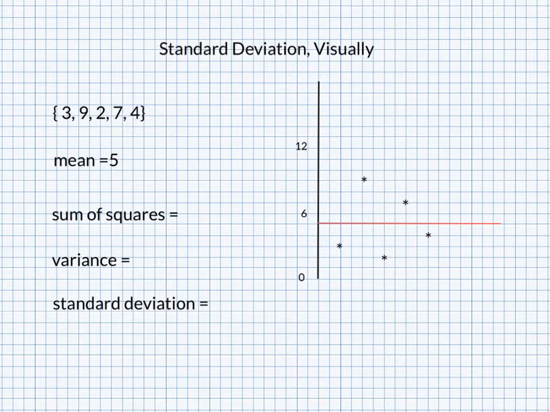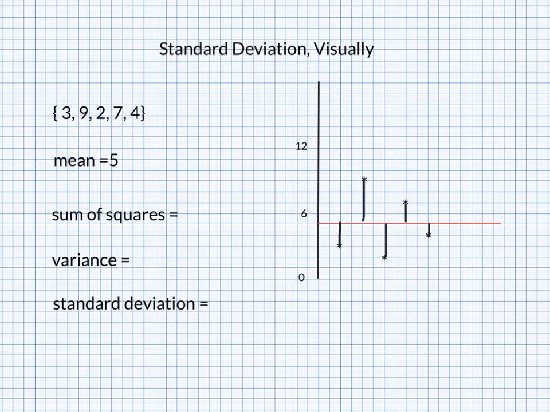What I'm going to do next is draw segments from each data point to the mean. So here we go. There's one segment, another one, a third one, a fourth one, and the final one. And you can see that some of the data points are close to the mean, so they have short segments, and other data points are further away from the mean, so they have longer segments. And these segments are known as residuals.